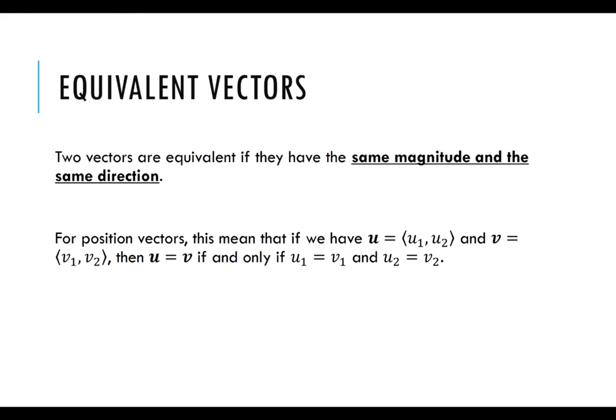That is, if you have the vector u, which in position vector form has components u sub 1, u sub 2, and you have vector v with components v sub 1 and v sub 2, then the vector u is equal to the vector v if and only if the components are equal. That is, u1 is equal to v1 and u2 is equal to v2.